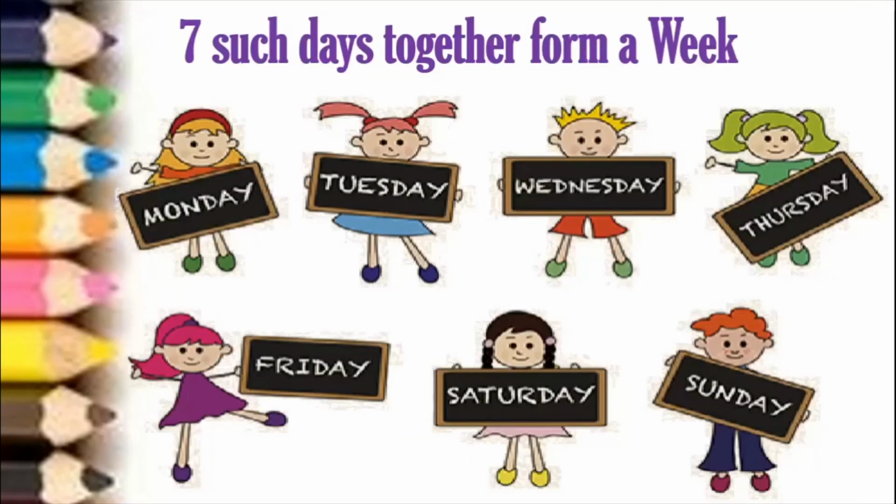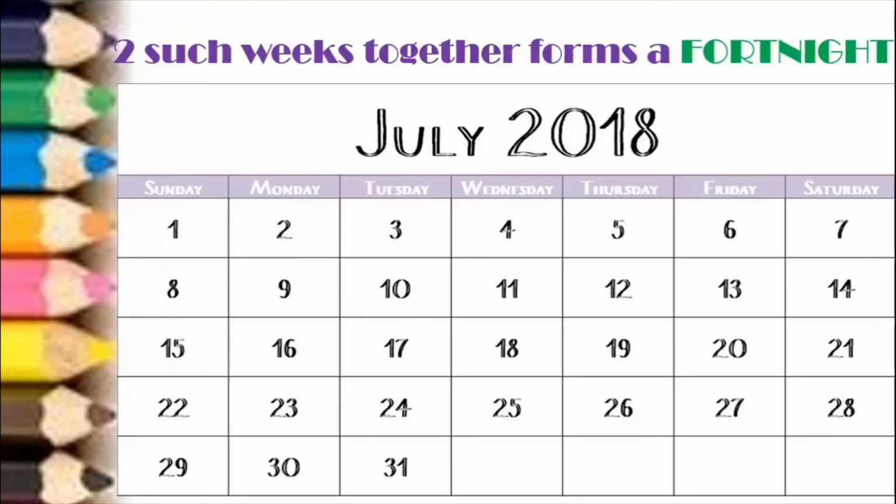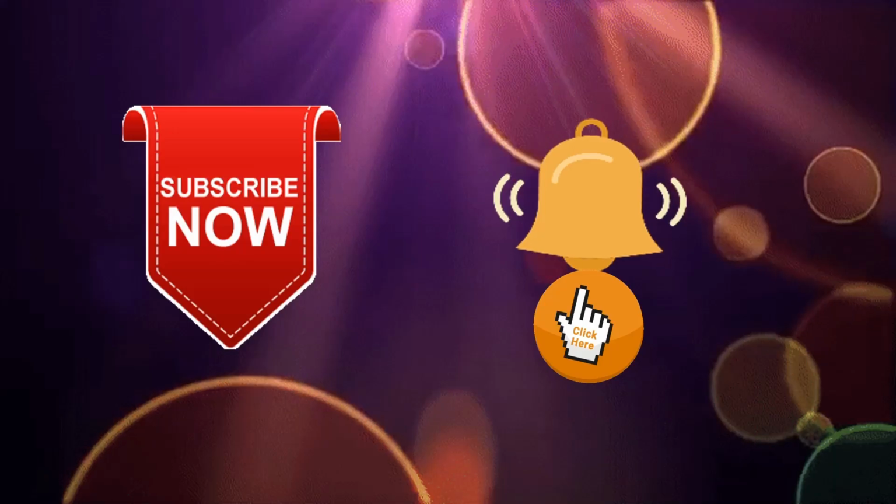Alright, so we saw how time happens, how day and night happens. Now, 7 such days together form a week. Monday, Tuesday, Wednesday, Thursday. Alright, and 2 such weeks together form a fortnight. And then how the fortnight becomes a month and how the month becomes a year, we will learn in the second part of this lesson next time.